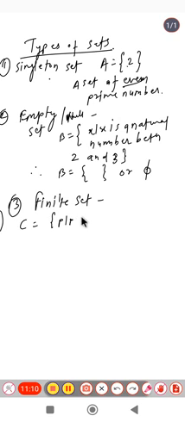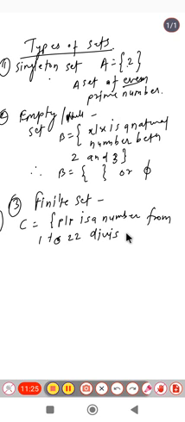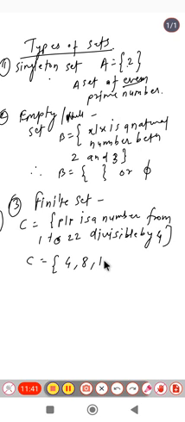So P is a number from 1 to 22. We take divisible by 4. As we know that they are limited, so we can write here C equals 4 ones are 4, 4 twos are 8, 4 threes are 12, 4 fours are 16, and 4 fives are 20, because up to the limit is given.